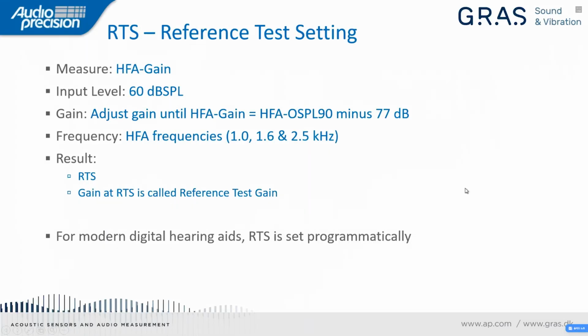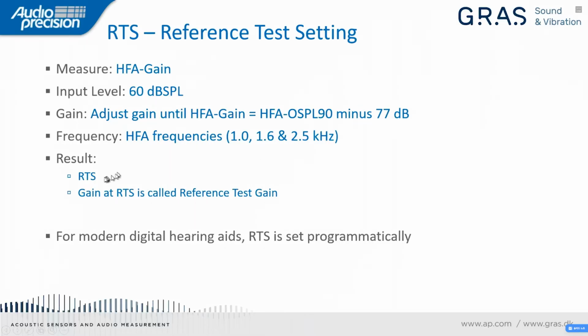Now, another important metric is the reference test setting. For this, we measure the HFA gain, that's the gain at the three HFA frequencies of 1, 1.6, and 2.5K. The input level in this case is 60 dBSPL. What we need to do is adjust the gain until the HFA gain that we measure is equal to the HFA OSPL 90 minus 77 dB.